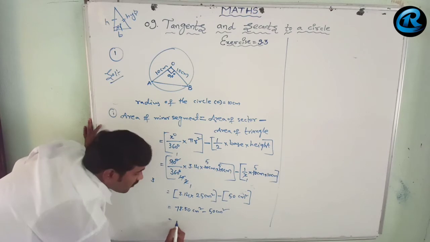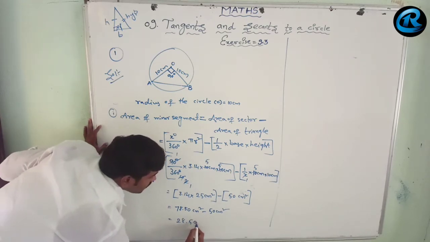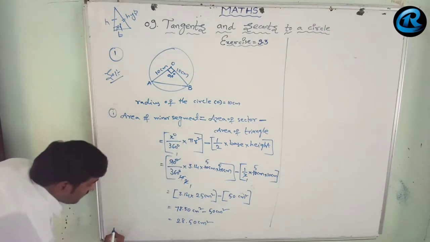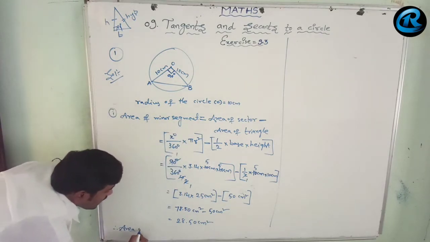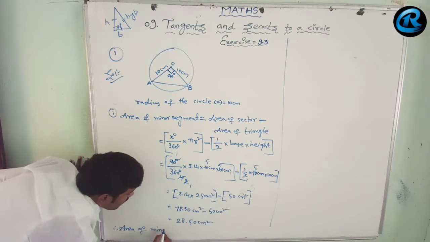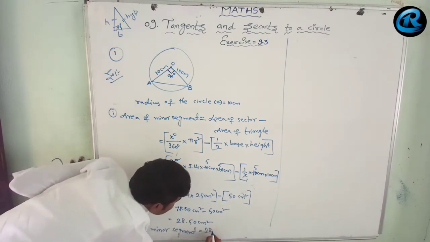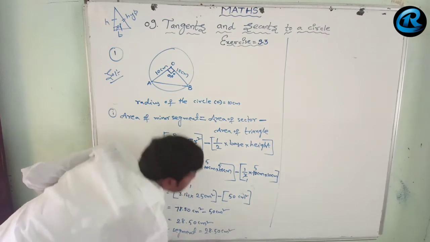Then you subtract both, you will get 28.50 centimeter square. What is this? This is the area of the minor segment. Therefore, area of minor segment is equal to 28.50 centimeter square.